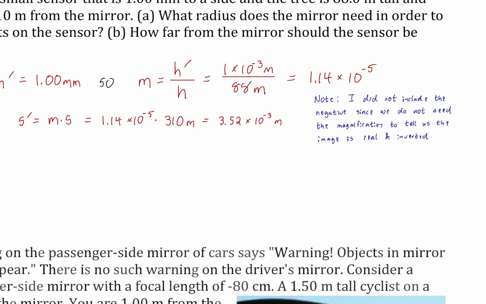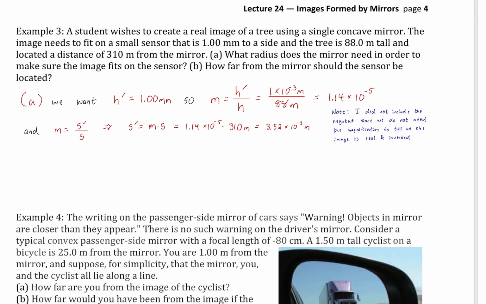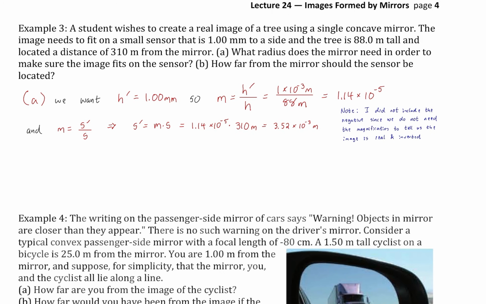If you don't care if the image is inverted or upright, then you shouldn't include that negative. Because think if I had included the negative, I would get a value of negative for S prime. But a negative for S prime, by the sign conventions, tells me virtual image. But I know this isn't a virtual image because I specified it to be a real image, all right? So I'd be double counting the negative, okay? All right. So there are times to include it and times not to, depending on what you're solving for, right? And this is the only time we've ever used this formula to solve for S prime, okay?